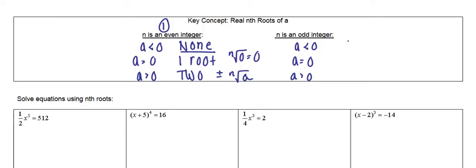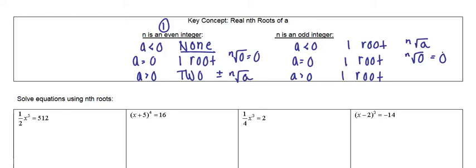If n is an odd integer, I'm going to take a look at a is less than 0, a is equal to 0, and a is greater than 0 as well. If a is less than 0, with n being odd, I'm going to have 1 real root. Okay, and it's actually going to be true for the other 2 situations as well. I'm going to have 1 real root for any of these.